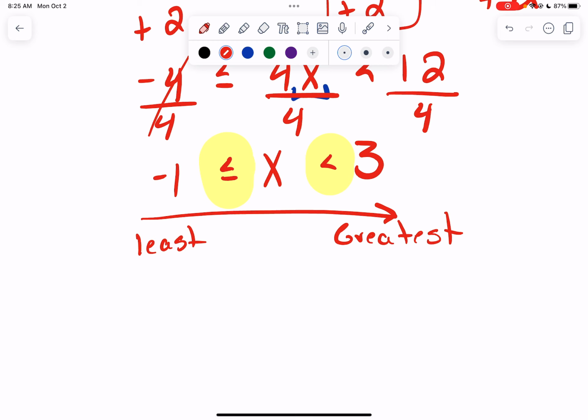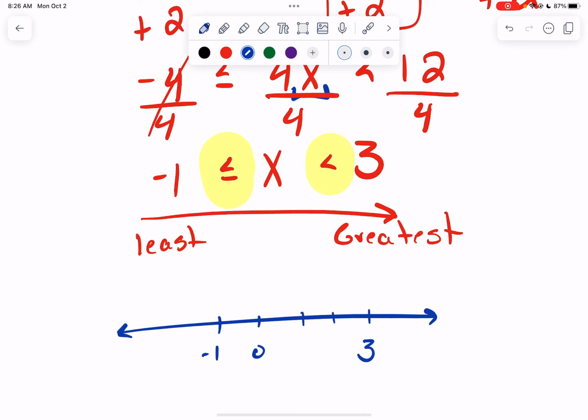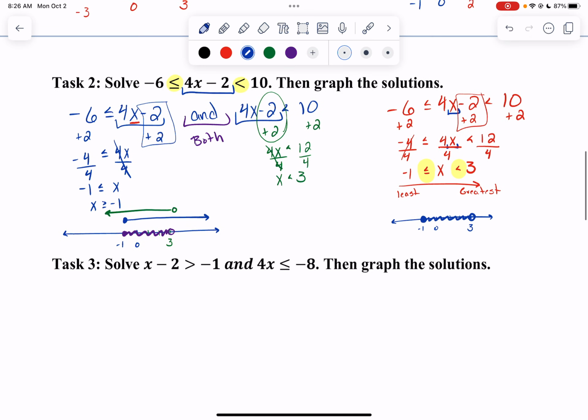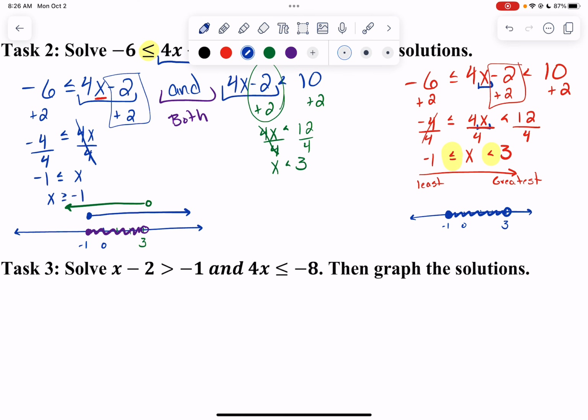So I can tell then, if I go to graph this, my x has to be in between negative 1 and 3. It can equal negative 1 because of that equal sign, so we would have a solid dot here. It can't equal 3 because that's a strictly less than sign, so open dot there. I got the same graph. Solved it as a three-sided inequality. Basically, it's got three sides.